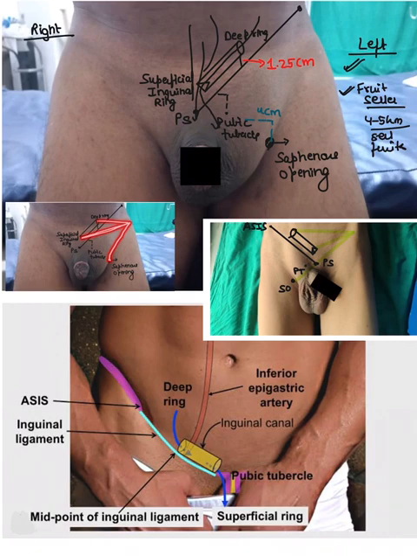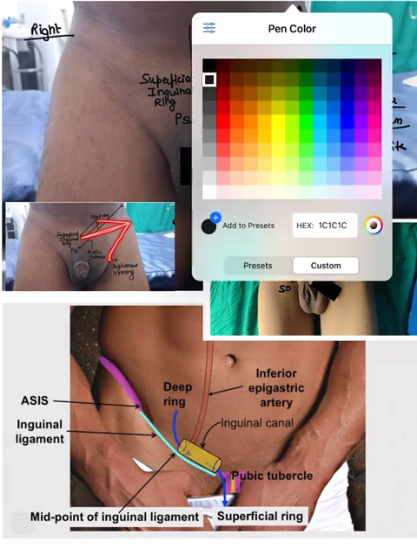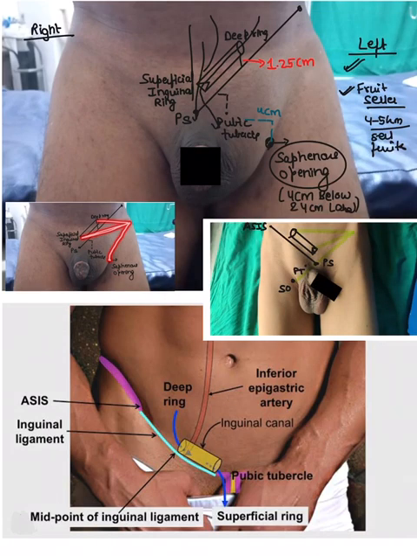And you also have a point known as the saphenous opening. Its landmark is 4 centimeter below and 4 centimeter lateral to the pubic tubercle. This is the landmark. See the next photo, where I have tried to demonstrate the 3-finger test. A finger is kept on the deep ring, a finger is kept on the superficial ring, and another finger is kept on the saphenous opening.